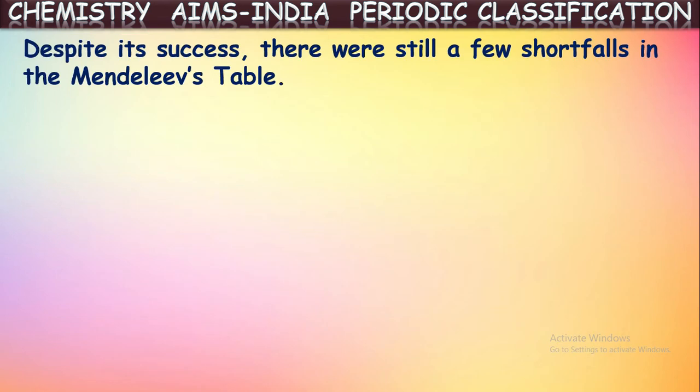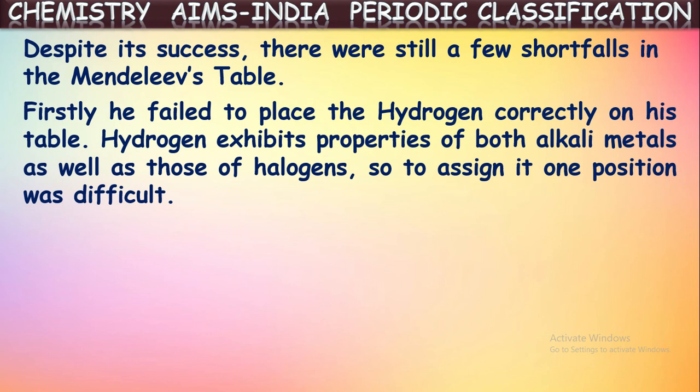Despite its success, there were still a few shortfalls in Mendeleev's periodic table also. Even though it is more successful than the earlier ones, there are some drawbacks in this also. Let us see what those are. Firstly, he failed to place hydrogen correctly on his table, because hydrogen exhibits the properties of both alkali metals as well as those of halogens. So he was confused where to keep hydrogen in the periodic table, whether along with the alkali metals or along with the halogens.